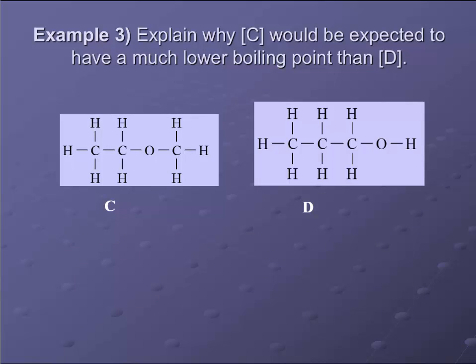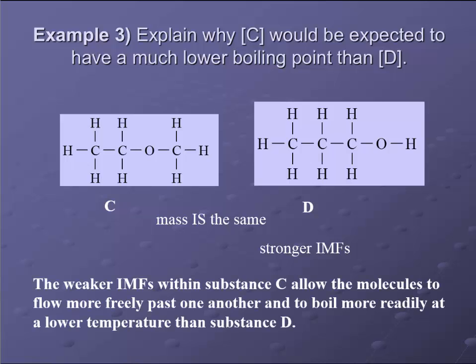When we look at the IMFs, compounds C and D are both polar, so they can both do dipole-dipole. But D has much stronger IMFs than compound C. Note that D has the OH group. It can engage in hydrogen bonding. C cannot. So the weaker IMFs in substance C allow it to boil more easily.